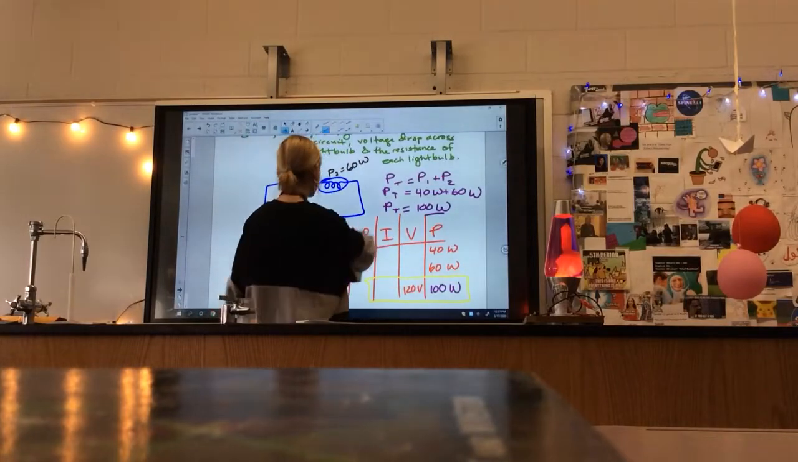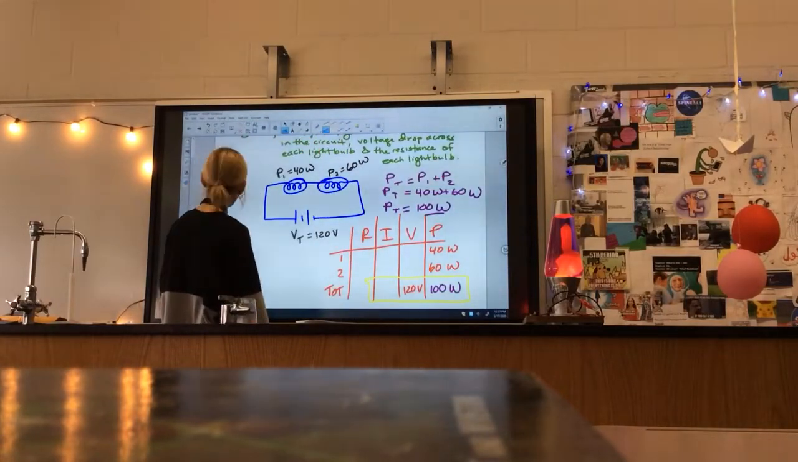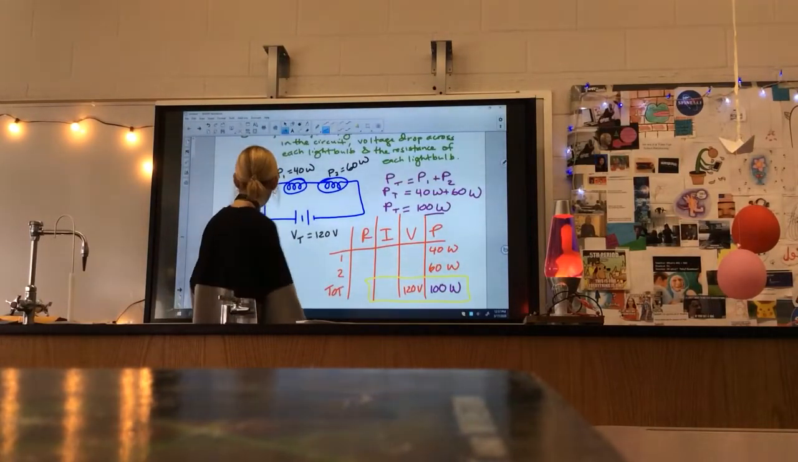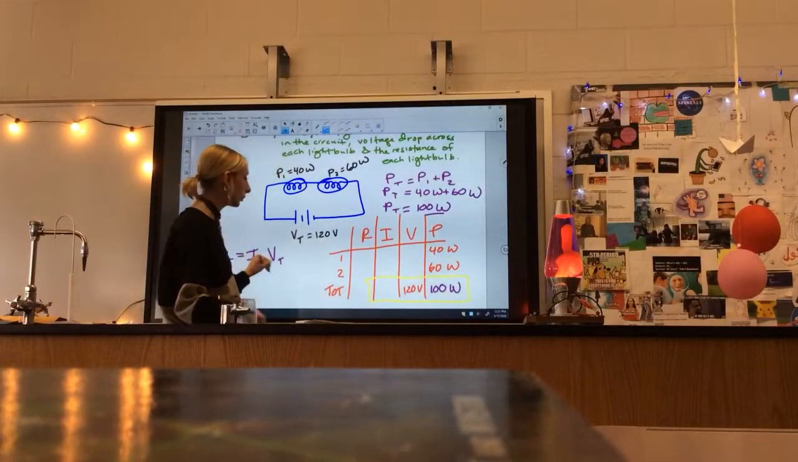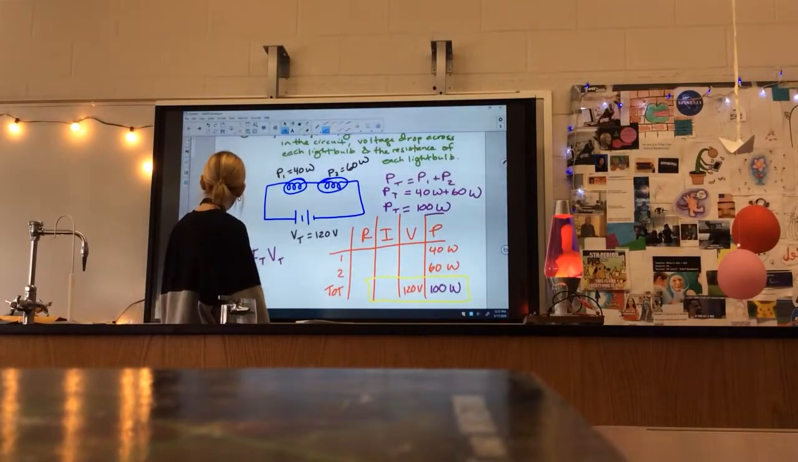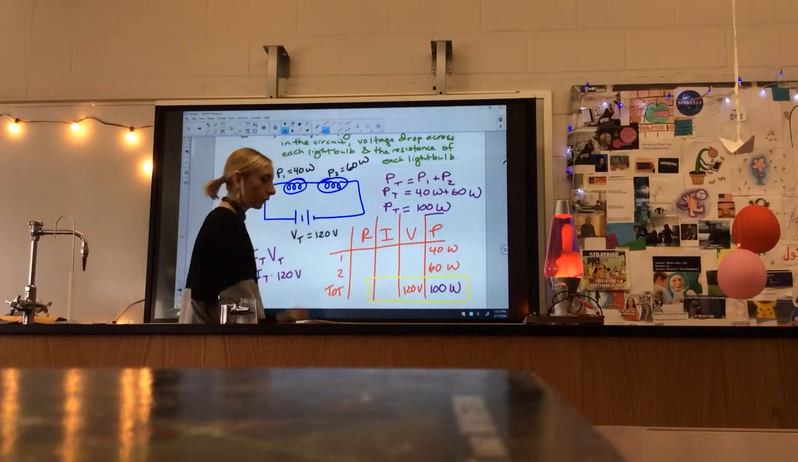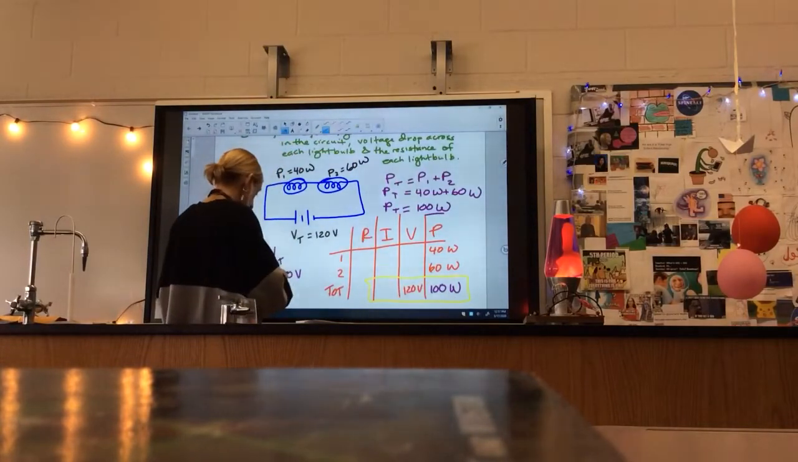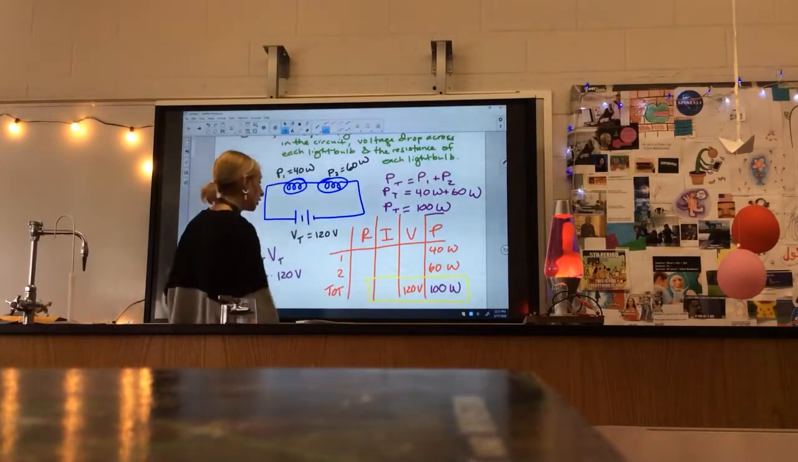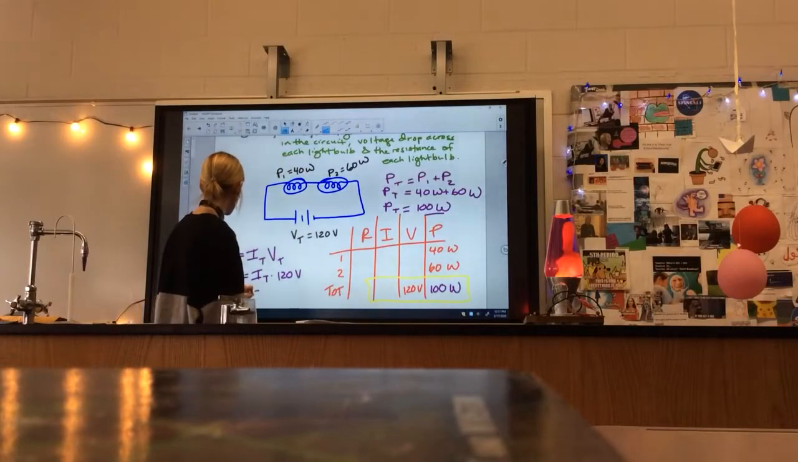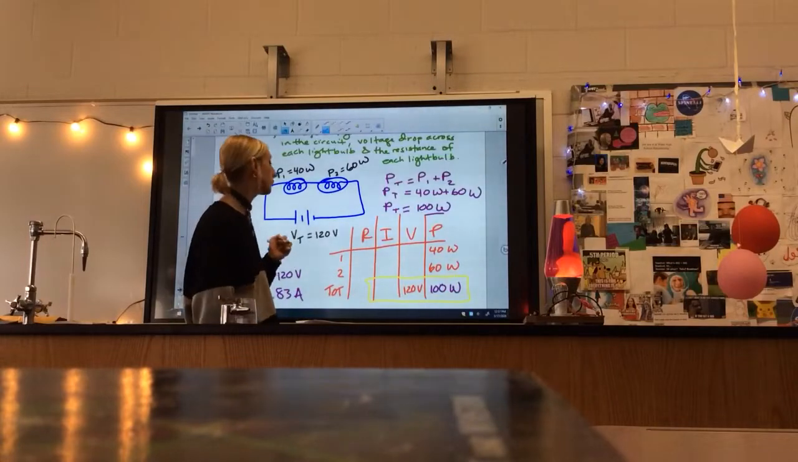So I'm going to go over here next and say that P total equals I total V total. Right, P equals IV. Power is the product of current times voltage. So I have 100 watts, and that is equal to I total times my voltage, 120 volts. So I think I know what that is, so I'm just going to make sure so I don't embarrass myself. Yeah, 0.83. Okay, so I total is going to be 0.83 amperes. So unfortunately, I didn't choose a number that would make it easy on myself.